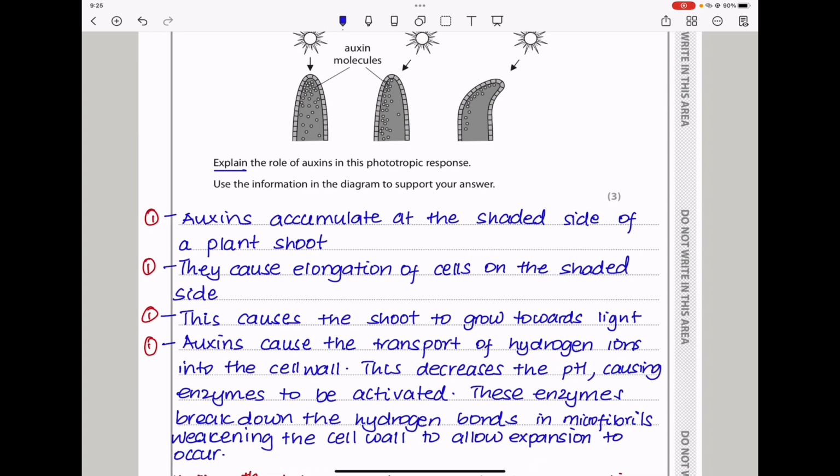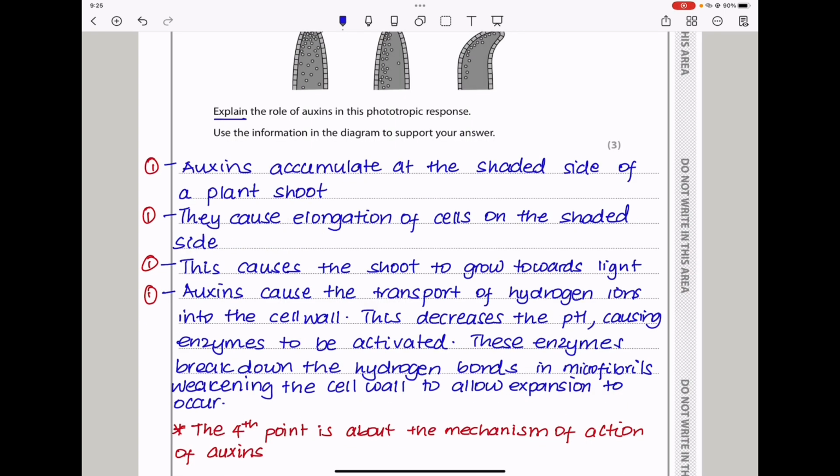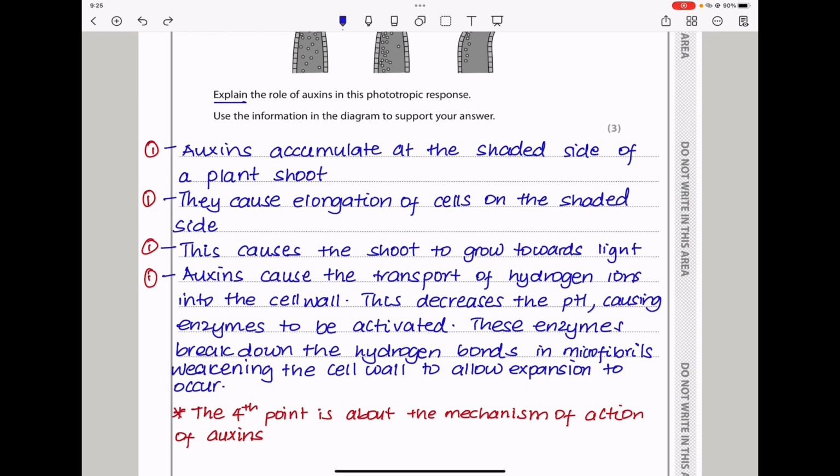And finally, the auxins cause the transport of hydrogen ions into the cell wall. And again, this is explaining the mechanisms of action. So this decreases the pH, causing enzymes to be activated. These enzymes break down the hydrogen bonds in the microfibrils, weakening the cell wall to allow expansion to occur. And again, the fourth point is about the mechanism of action of auxins causing this expansion to be allowed. Moving on.